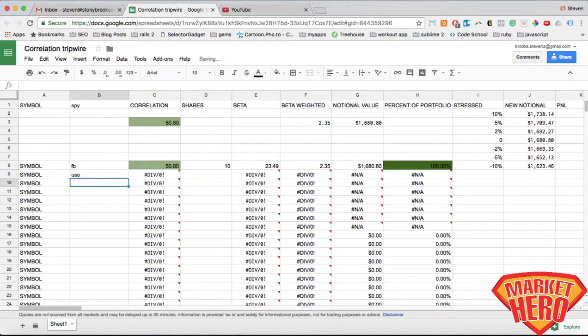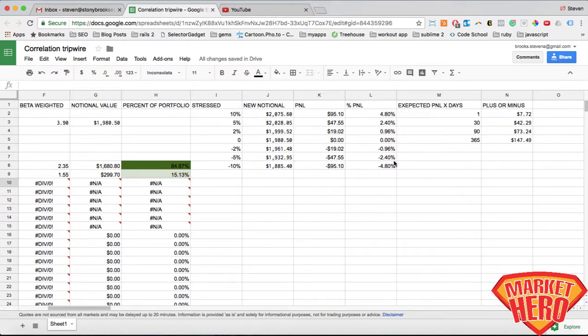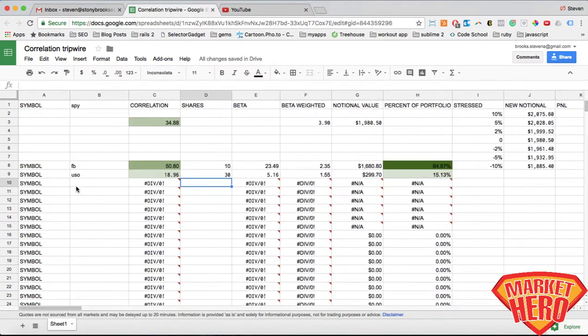Let's say USO, which is the United States Oil Fund. It's an ETF that is supposed to track, however quite poorly, the price of crude oil. And let's say we own 30 shares of USO. All right, so together now we're at about 4 shares of SPY with a notional value of almost $2,000, right? And we can see again we have different expectations. What happens if the market goes down 10%? Well, we expect to lose $95. The market goes up 10%, we expect to make $95, that kind of thing.